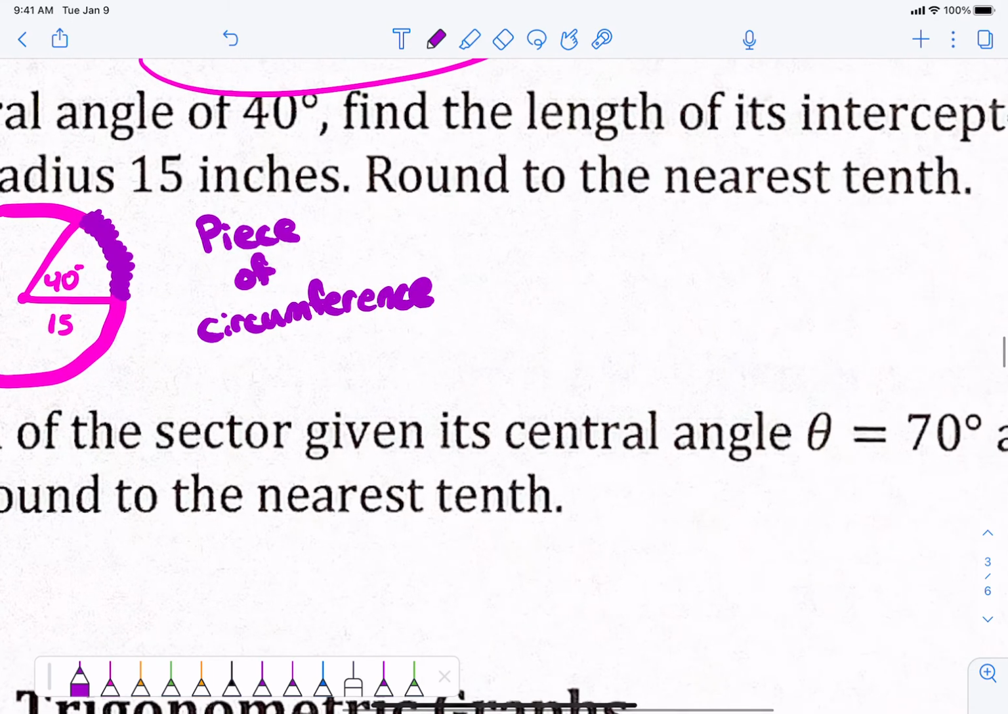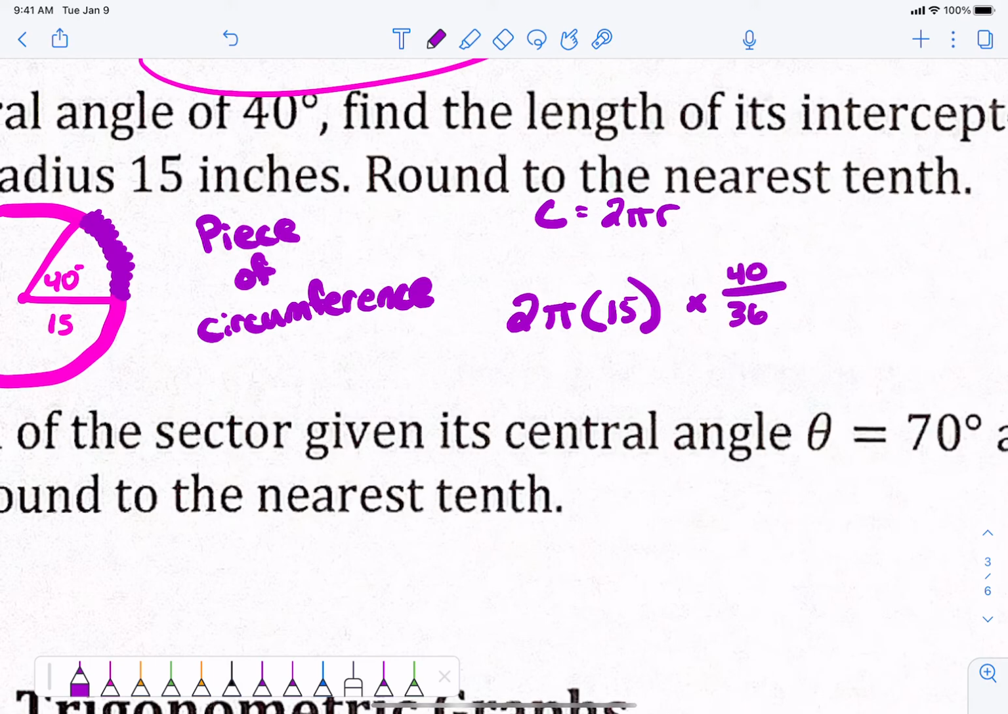Okay? So for circumference, it's 2 pi r. So we're going to do 2 times pi times 15. But that would be the entire circumference. I only want 40 degrees of it. So how do I reflect that? You take that times 40 divided by 360. 40 over 360 is the fraction of the circle that I want, which is 1/9. You don't have to reduce it if you don't want to.